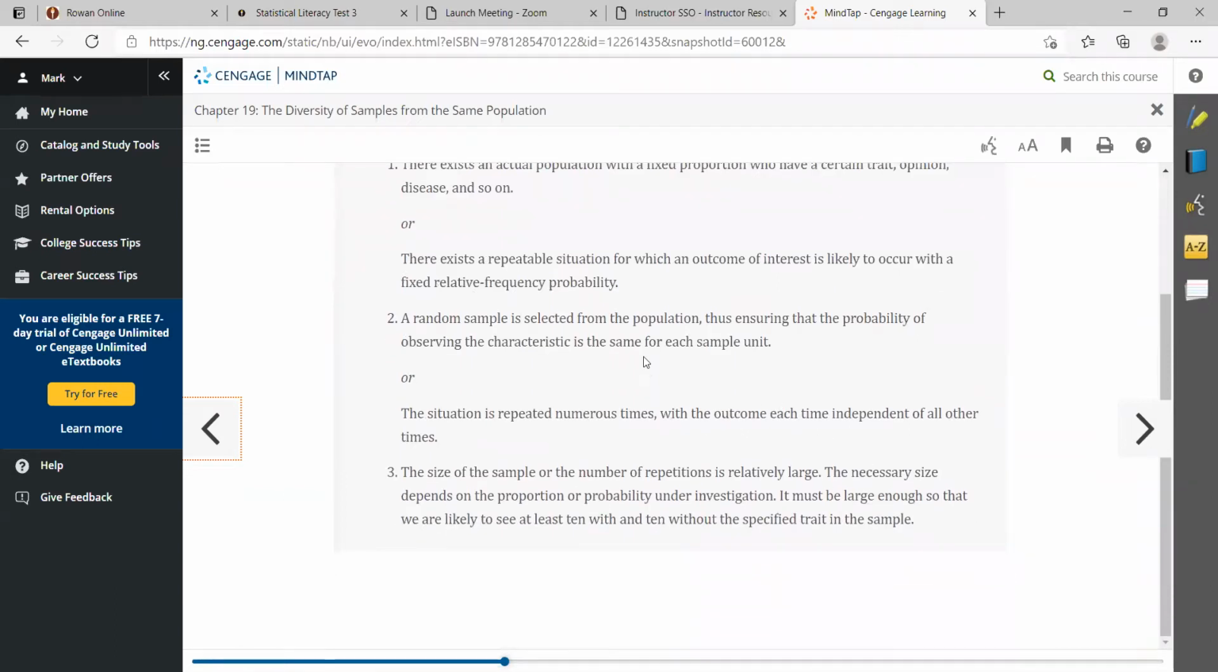The second one is a random sample selected. That's important. Without random samples, we can't use probability. So that's another requirement: a random sample needs to be selected.